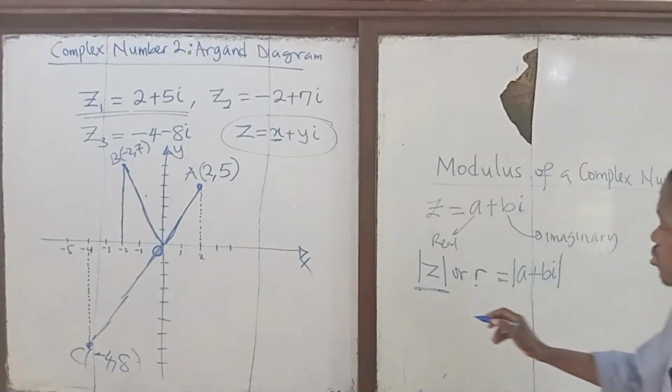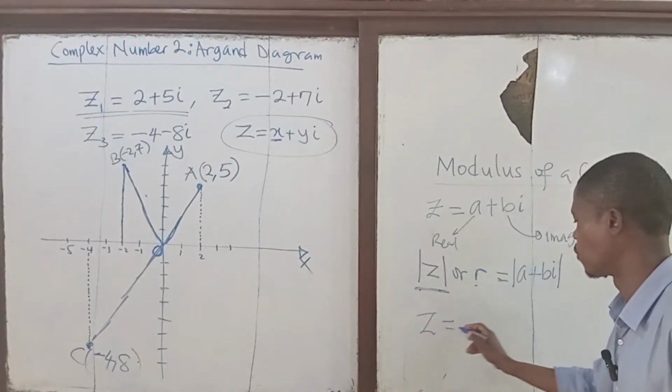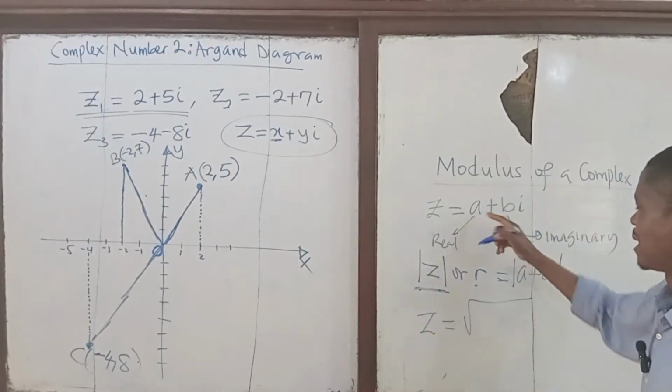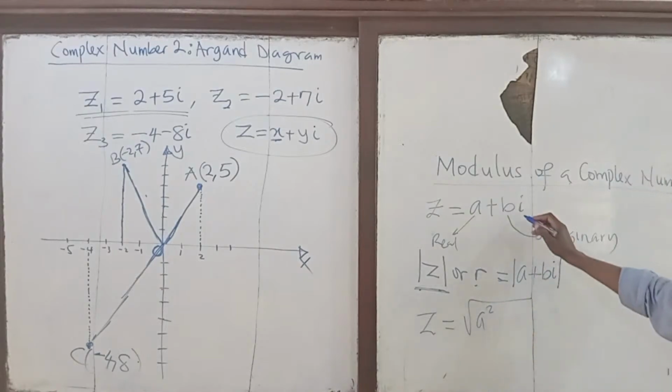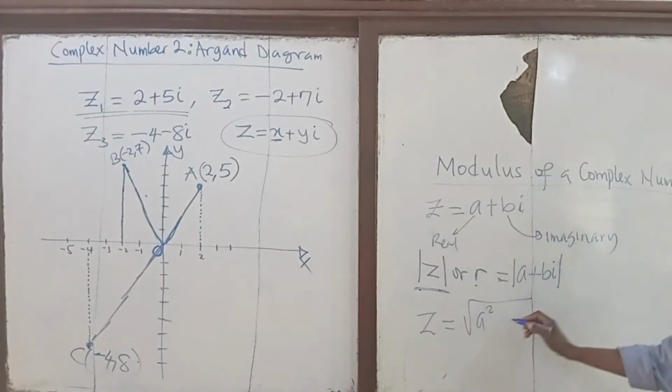And how do you get the modulus? The modulus is very simple. It is equal to the square root of the real part squared plus the coefficient of your i, that's b, squared also. That is what we call the modulus.